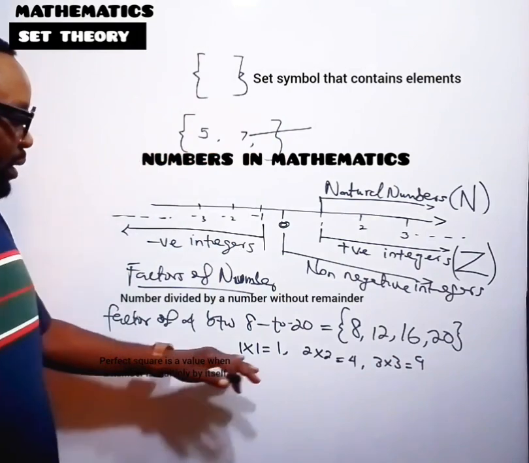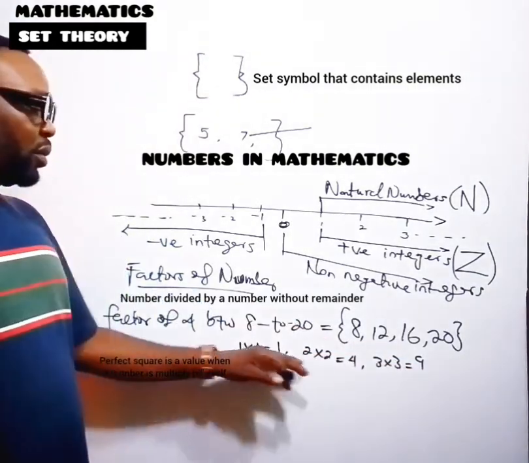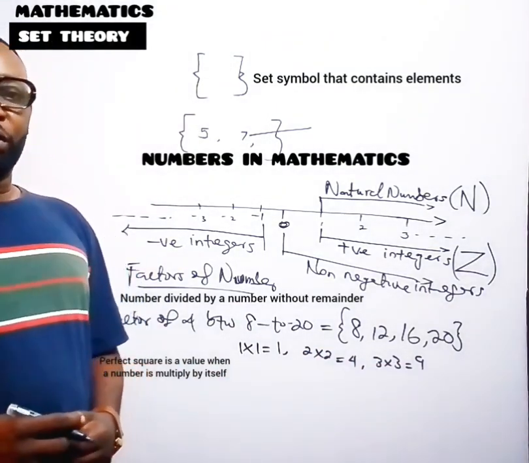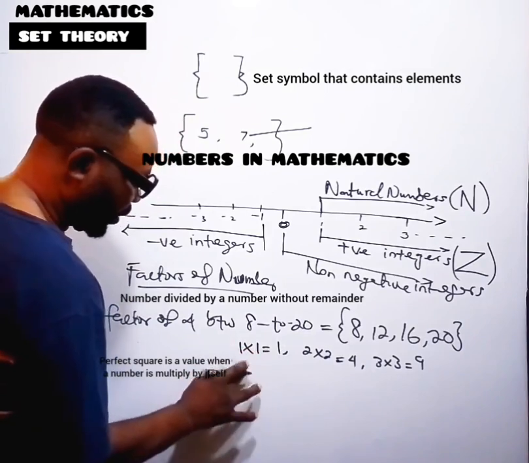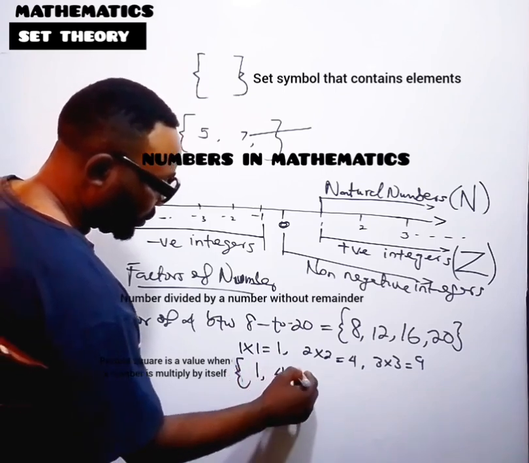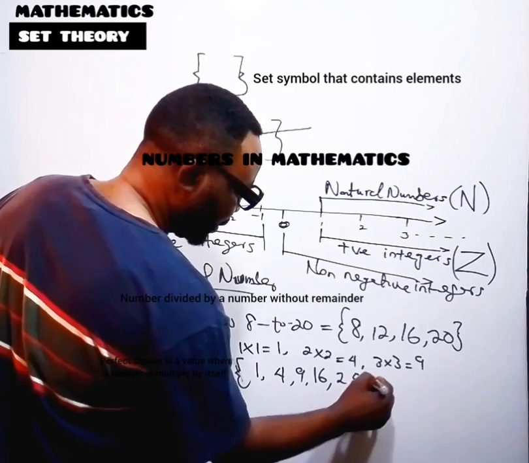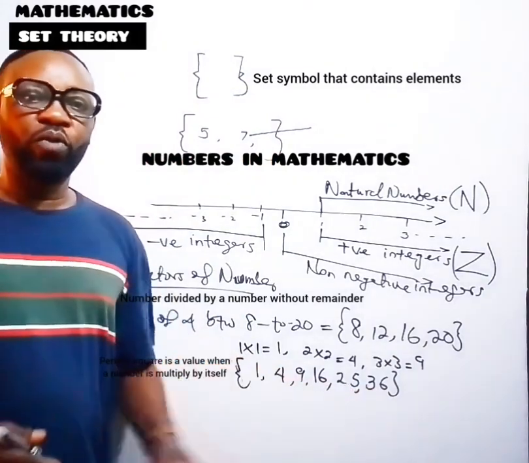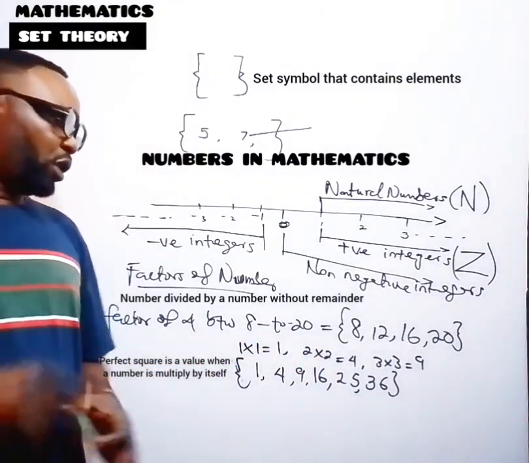In other words, the values that we are able to get here as our answers are called the perfect squares. In other words, I can name my perfect squares from 1 to 40. Perfect squares between 1 to 40 will be, I'll have it here in this form of set, 1, 4, 9, 16, 25, 36. So those are the perfect squares between 1 to 40. That is the value we are going to get for perfect squares between 1 to 40.